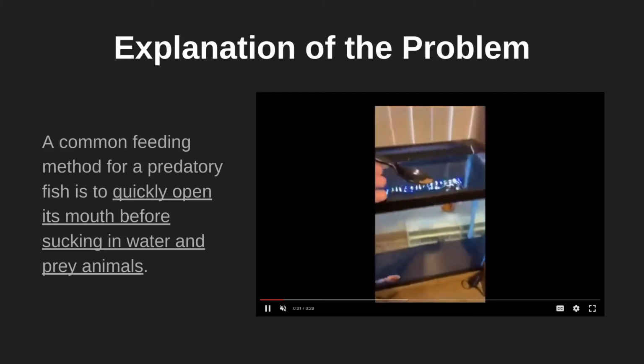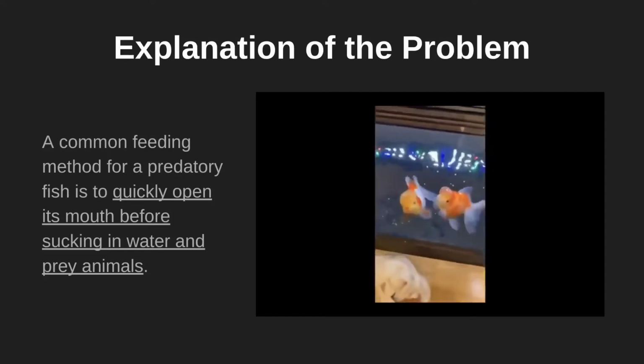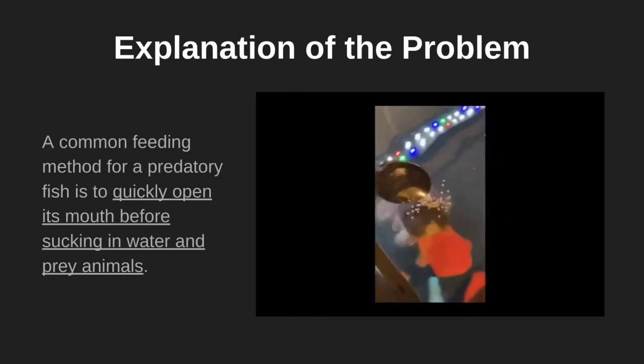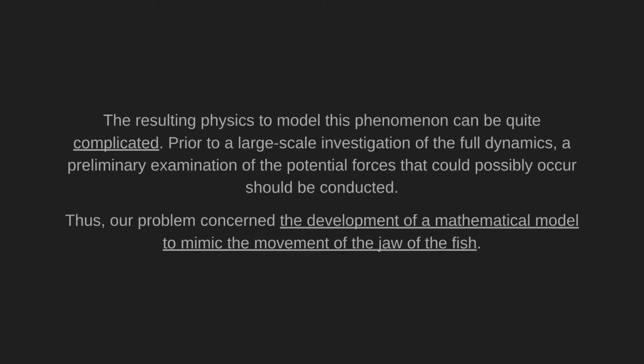Explanations of the problem. A common feeding method for a predatory fish is to quickly open its mouth before sucking in water on prey animals. The resulting physics to model this phenomenon can be quite complicated. Prior to a large-scale investigation of the full dynamics, a preliminary examination of the potential forces that could occur should be conducted. Thus, our problem concerned the development of a mathematical model to mimic the movement of the jaw of the fish.